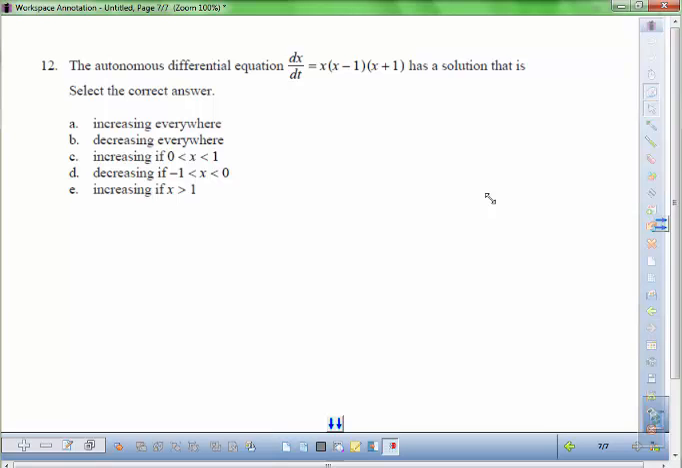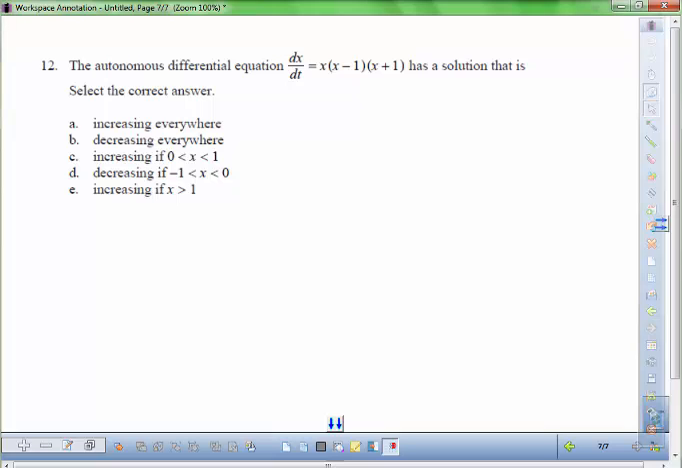Autonomous differential equation. So we automatically think of x as your independent variable, but in this case t is the independent variable and x is your function. So this should be x of t, your solution. So this is an autonomous differential equation because if you set the derivative equal to all the other things, all the other things are only a function of x. There's no t's in there.